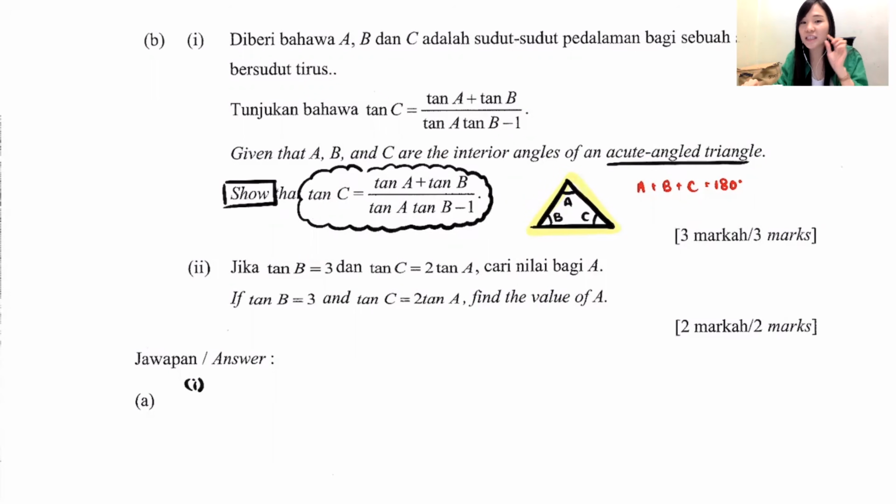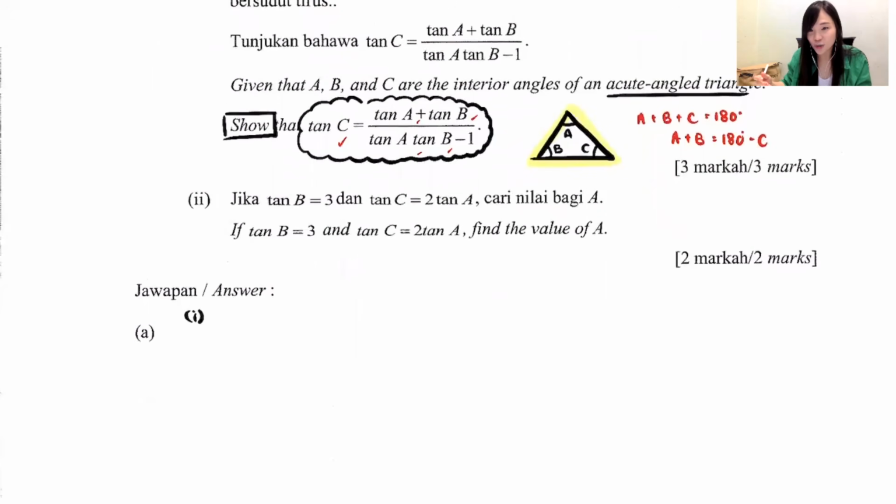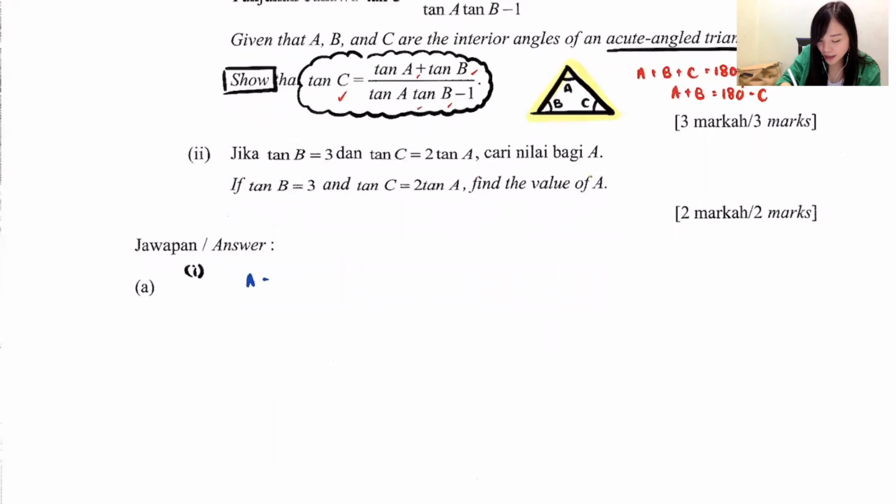how do we find tangent C? Tangent C on one side, A and B on the other side. So I try to differentiate C out. If I want to isolate C, since it is plus C, I can move it over as minus C. It's like a fact, right? So with this, I can write angle A plus B will definitely equal 180 minus C.